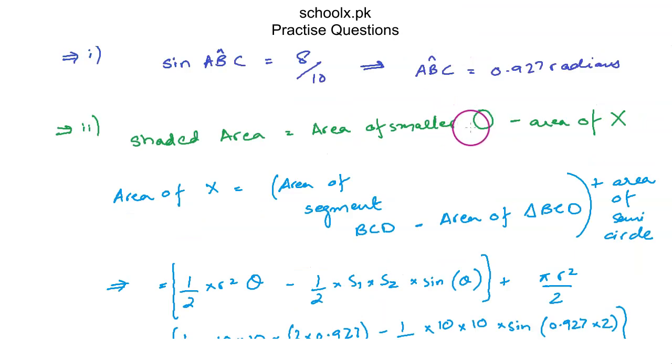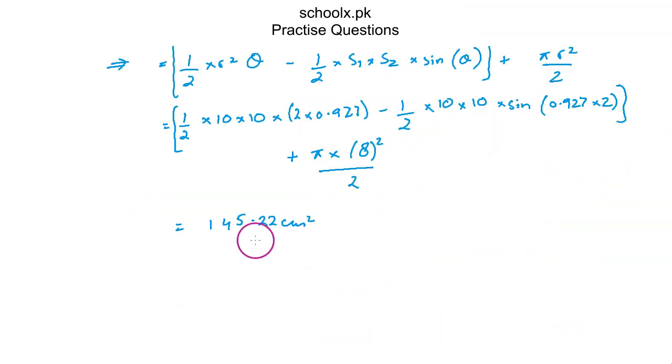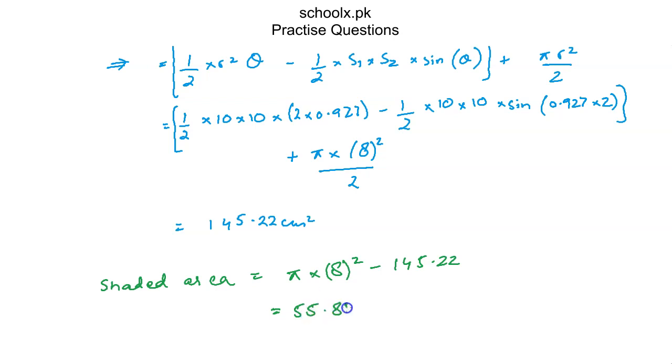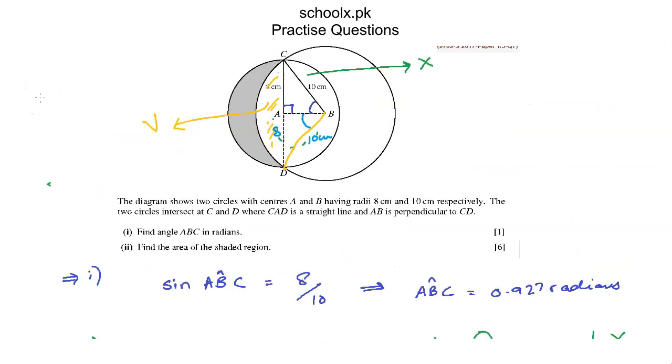Now back to the shaded area. The shaded area was the area of the smaller circle minus the area of X. The area of X is 145.22, and we need to find the area of the smaller circle. The smaller circle has radius 8, so pi r squared, where r is 8, minus 145.22, we get 55.84 square centimeters. This is your area of the shaded region, this region. Alright.